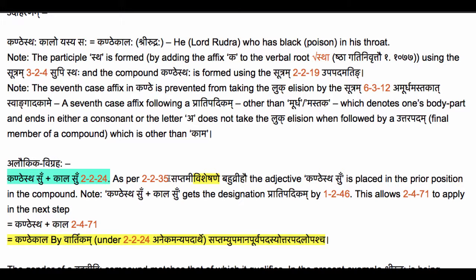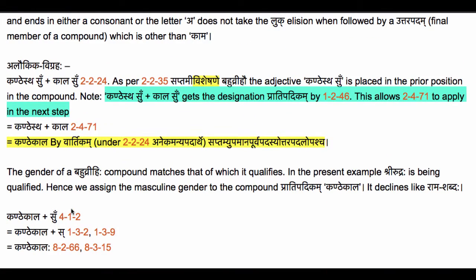So the pradhana padam, which is Shri Rudra, is outside the compound, and hence the conditions for applying 2.2.24 are satisfied. Now, as per Sutram 2.2.35 Saptami Visheshane Bahuvrihau, the adjective Kanthestha su is placed in the prior position in the compound. Now, Kanthestha su plus Kala su gets the designation pratipadikam by 1.2.46 Krittaddhitasamasascha, because we have formed a samasaha. This allows us to apply 2.4.71 Supo dhatu pratipadikayoho to perform the luk elision on the sup affixes su and su which are inside the compound pratipadikam. So now we have Kanthestha Kala.